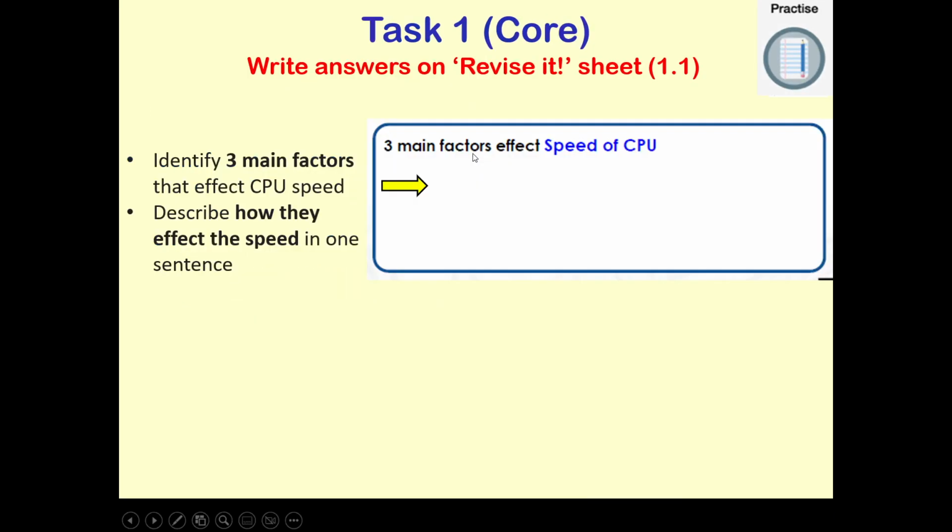And that's it. On your sheet, what are the 3 factors? Identify the 3 factors and describe how each of them can affect the speed of the CPU in one sentence. There is not much space on the sheet for this, so just keep it really succinct, really clear. What is the factor and how does it affect the CPU? Have a go, then check your answers on the next part of the video.